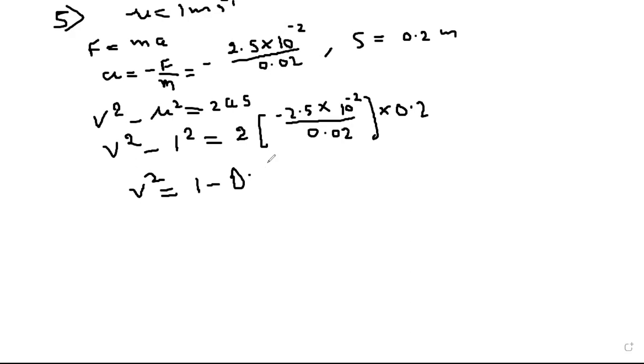0.5. This is very easy. So you can see 0.5. So v square, here v, you will find v is equal to, I think, 0.7 meter per second.